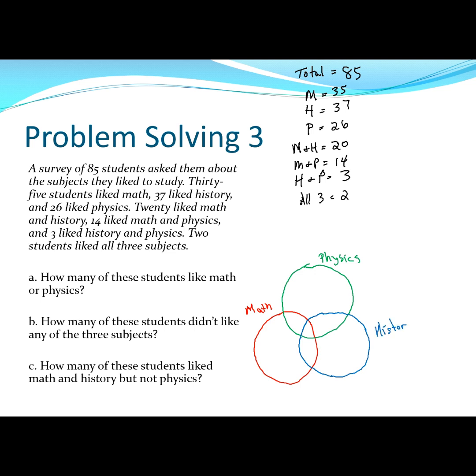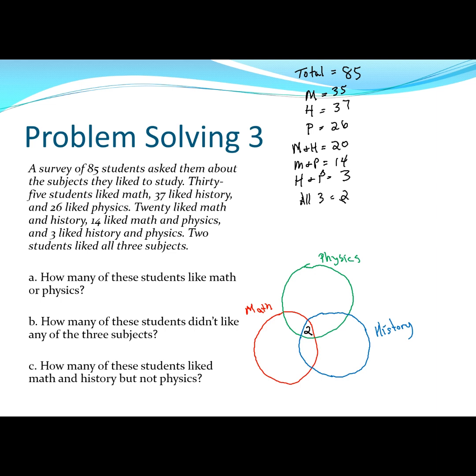And we can go ahead and start putting in some of the numbers. So we know that 2 students liked all 3 subjects, so 2 is going to be in the dead center. And then we know that there's 20 students that liked math and history. Let's go ahead and start working on these.